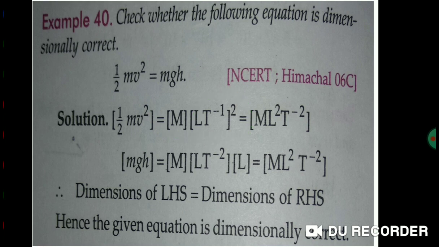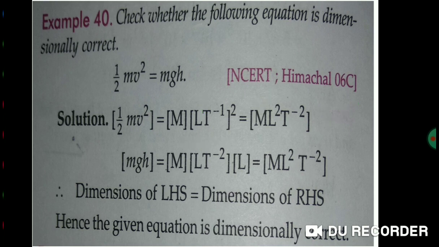So mass stays as it is, and you know that when a physical quantity has a power raised to another power, the powers are multiplied. Here the power of L is 1, 1 into 2 is 2, and for T, minus 1 into 2 is minus 2. So the dimensional formula of half mv square is ML^2T^-2.